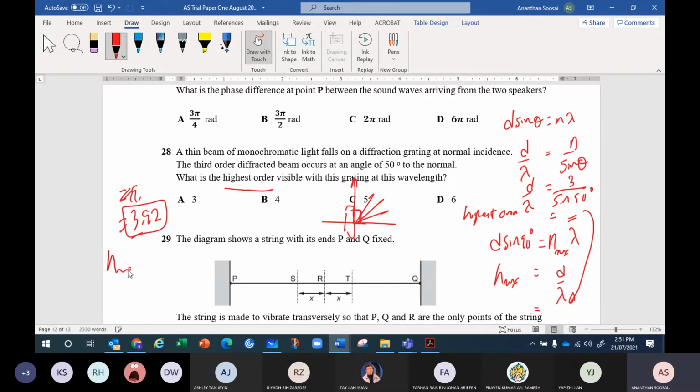So n max will be what? N max will be an integer. You can't round it to 4. You always round down. I told you this when I taught this topic. 3.92 means the fourth order is not fully visible. So you have to round down. So it's 3. Answer is going to be A. You can't go for 4. Don't round up, round down. 3.92, the fourth order is not fully observed, so not accepted. So third order is the maximum order.